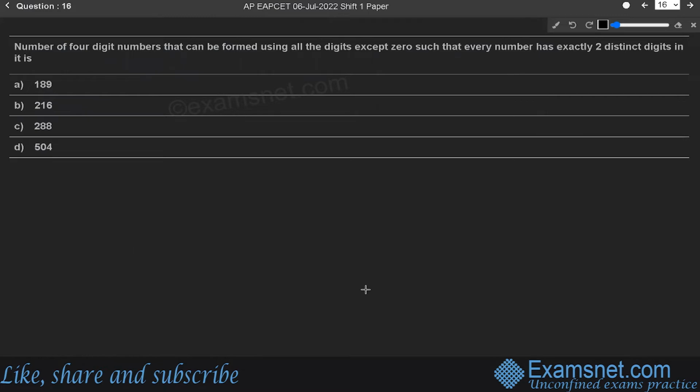Next question is a very different question. Number of 4-digit numbers that can be formed using all the digits except 0 such that every number has exactly 2 distinct digits in it is. See here, we do not have to include the 0. So except 0, we have to find the number of 4-digit numbers that can be formed such that every number has 2 distinct digits in it.